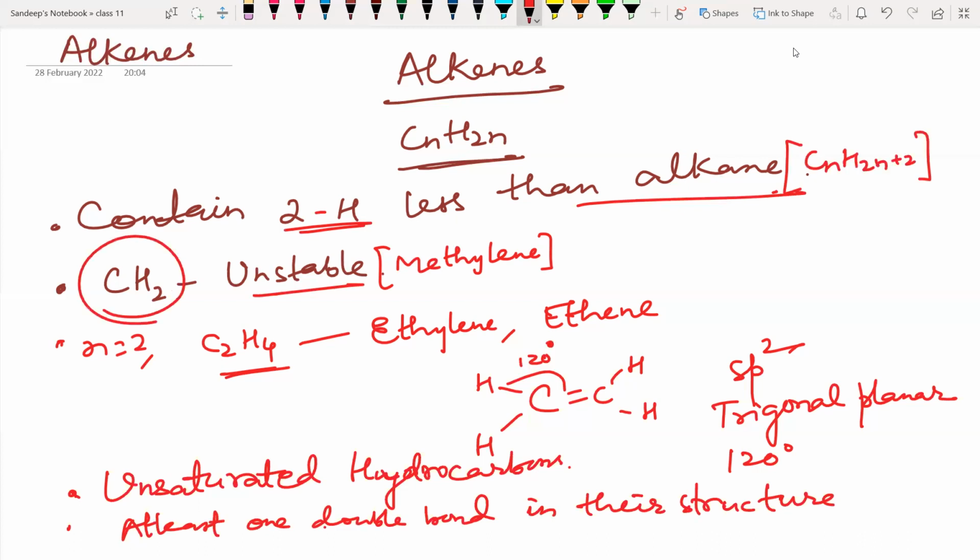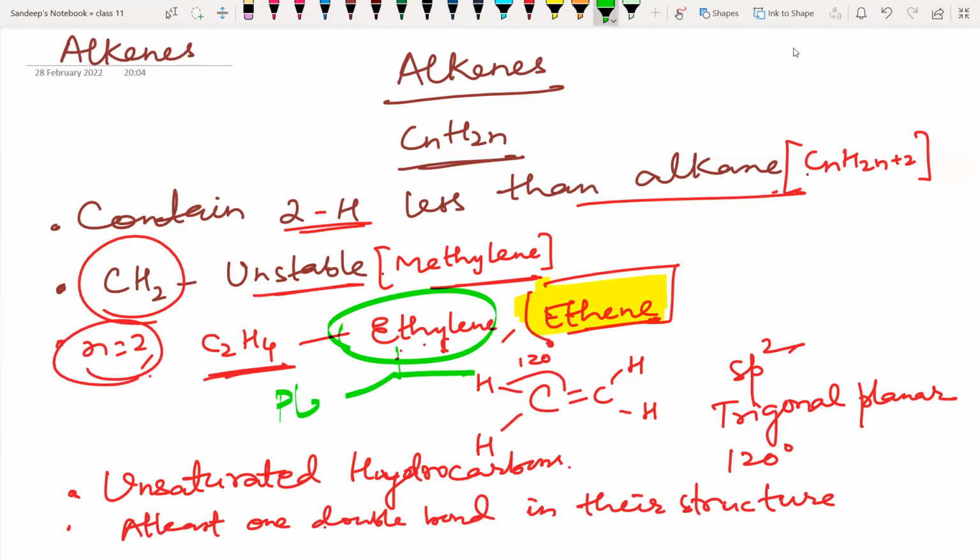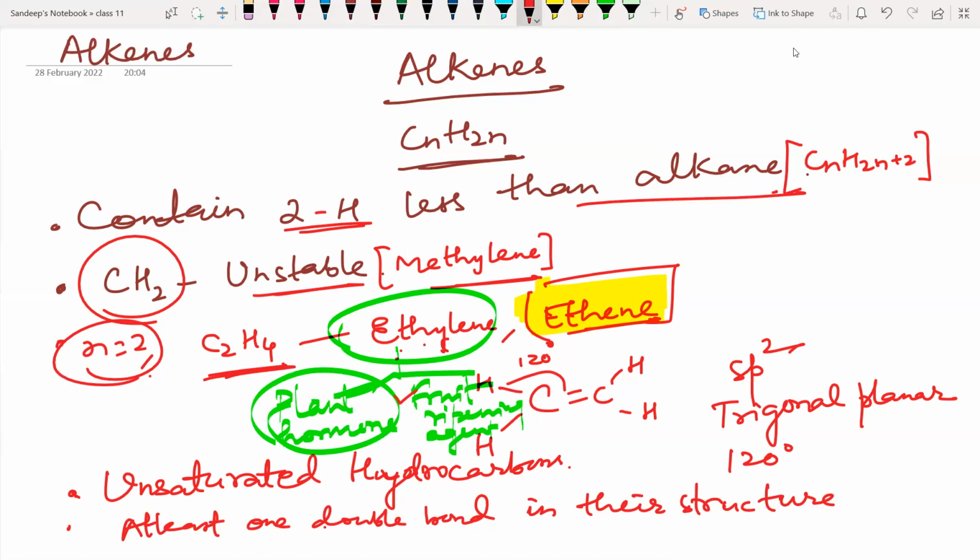CH2 is unstable, that we call methylene. N is equal to 2, it is C2H4, it is called ethylene, common name is ethylene, and IUPAC name is ethene. So keep this in mind, ethene is the IUPAC name. Also keep in mind that ethylene is a plant hormone, a phytohormone, and it is a fruit ripening agent. So these two things you keep in mind.